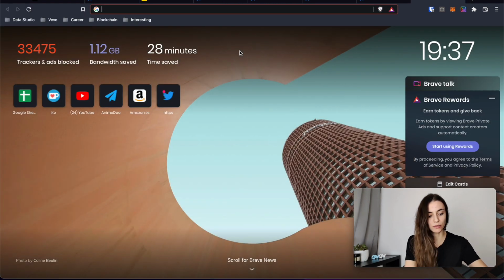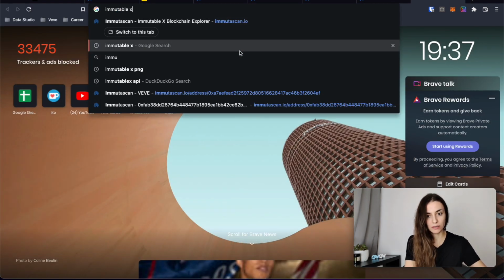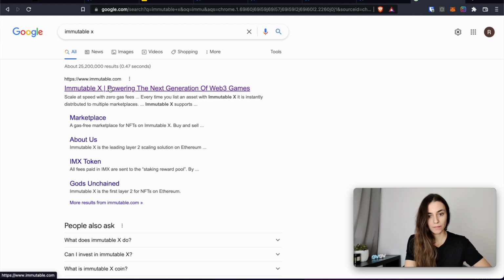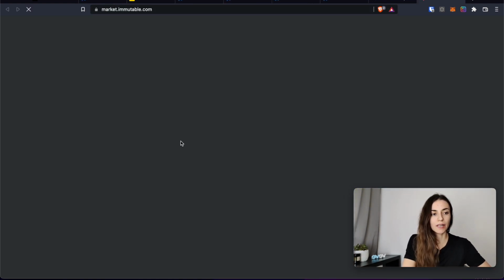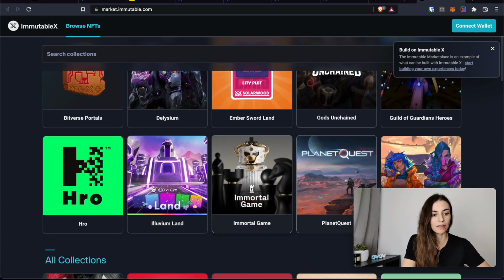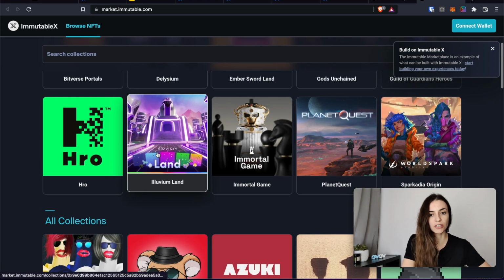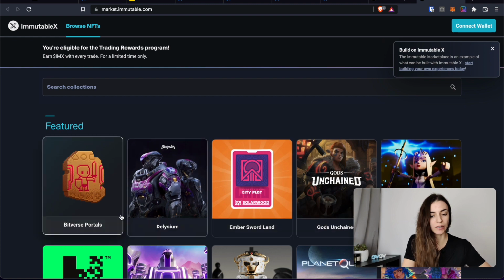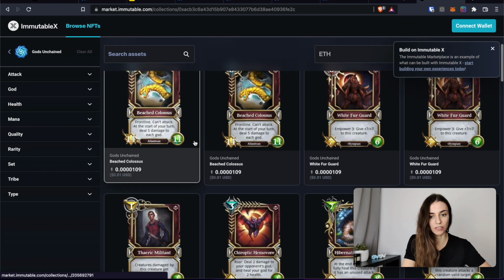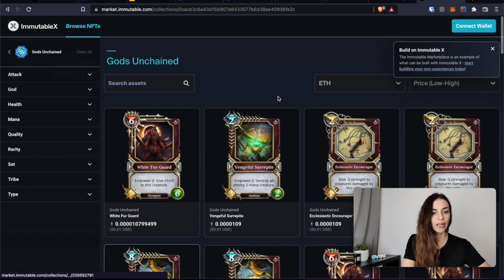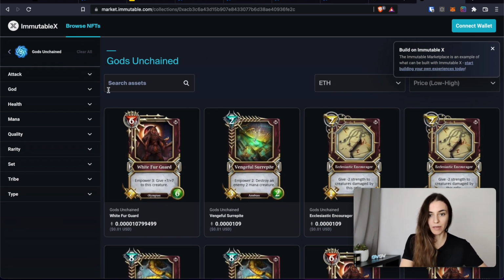So if we go to ImmutableX, you will see that they have their own marketplace where basically all the other NFTs that we just saw from the other collections are trading. So here you can buy directly these different NFTs that we've seen, Gods Unchained and all that. And you won't find any Veve NFTs on this marketplace.